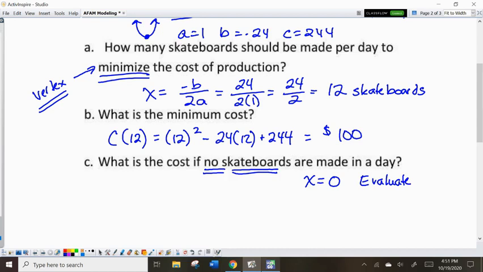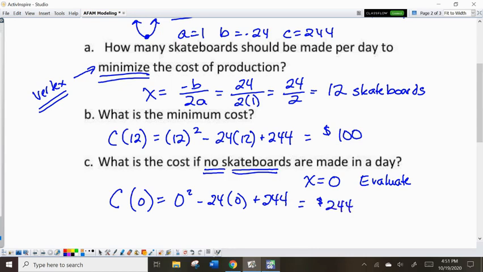So we are looking to evaluate in this case. We have a particular value of x that we're curious about. So we're going to plug 0 in to our cost function. And you might recognize this number. It is 244, which was our y-intercept. So that tells us when 0 skateboards are made, our costs are $244.